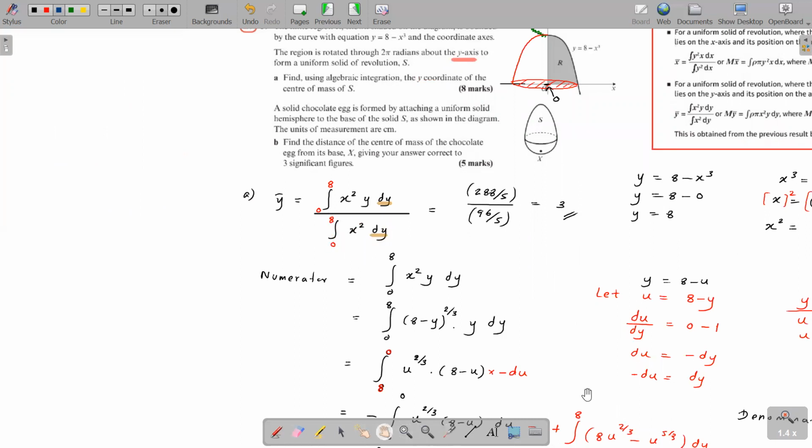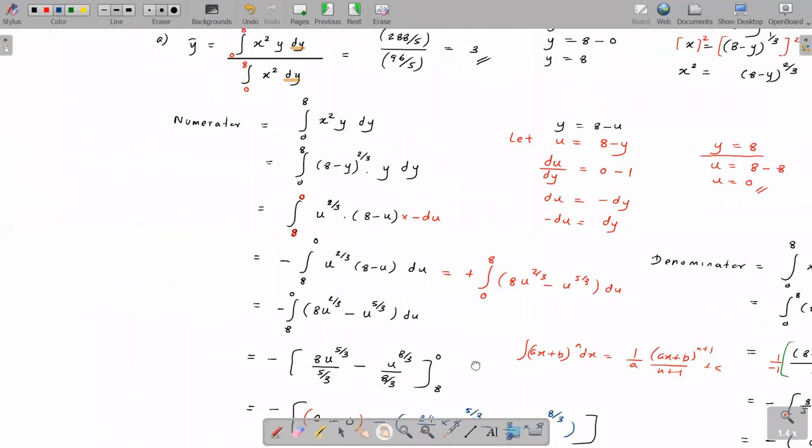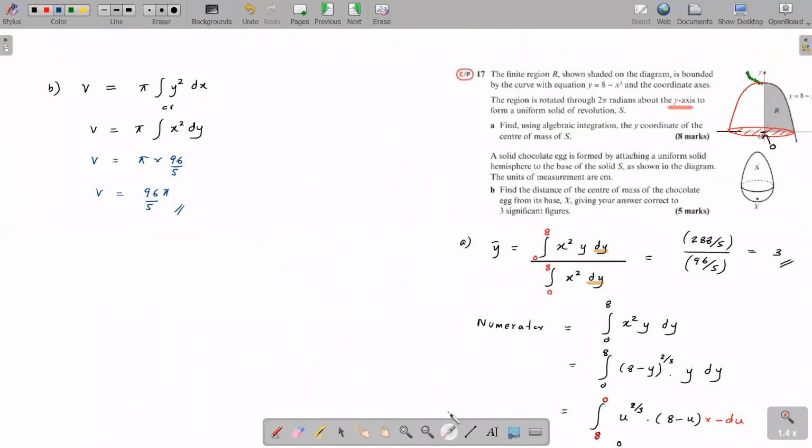So I'm going to the denominator. I have done the denominator separately. So the denominator answer for the integration of x squared dy was 96 over 5. Okay, so that's my volume then. So 96 over 5 is the answer for this, multiplied by the constant pi. So I have my volume. Okay, so we are all done now.